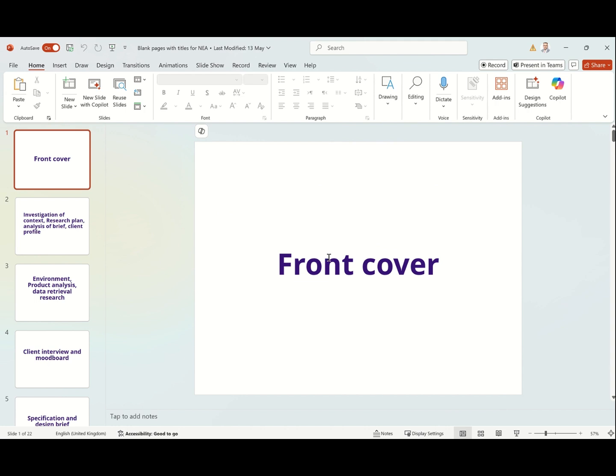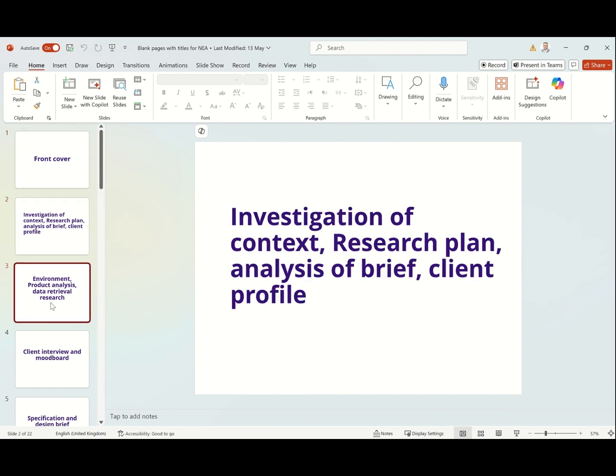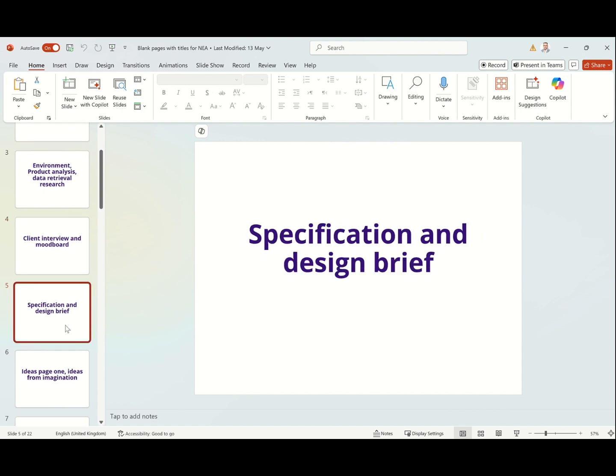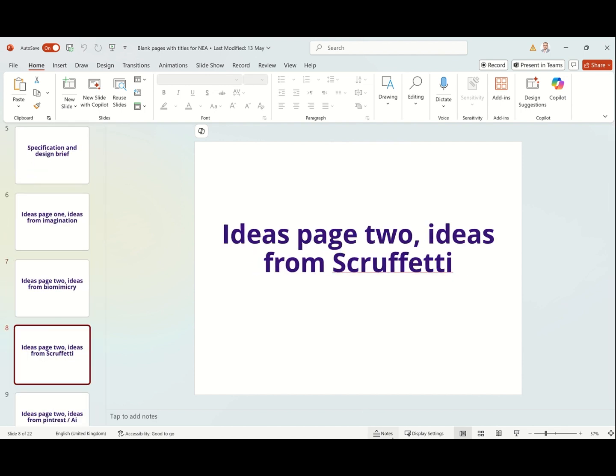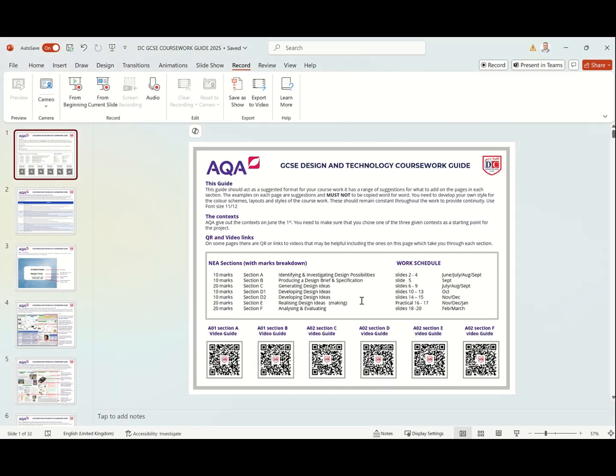So the blank template has basically the titles of every page that you need to go through. Obviously the first one will be the front cover, and I'm going to talk through this as we go. So a title on every page, which you're going to need to add your work into. Okay, so what we're going to do today is I'm going to talk through this guide.